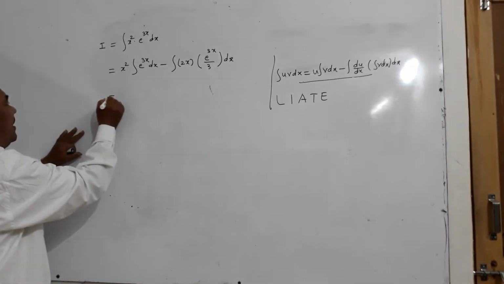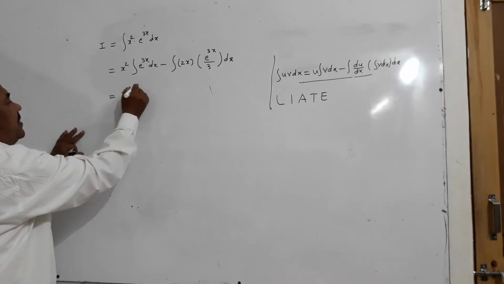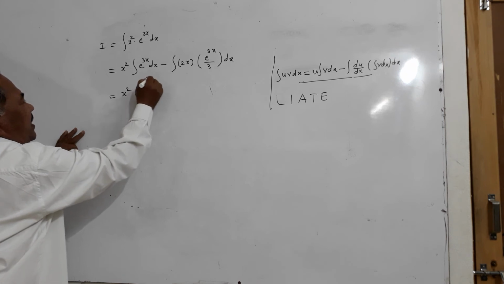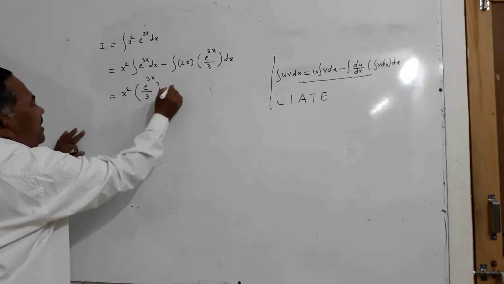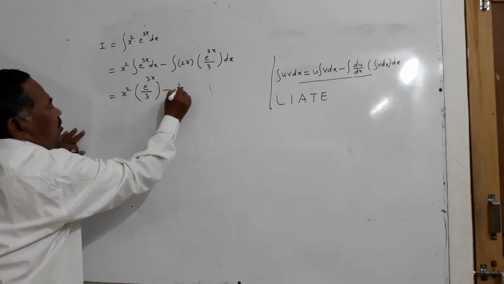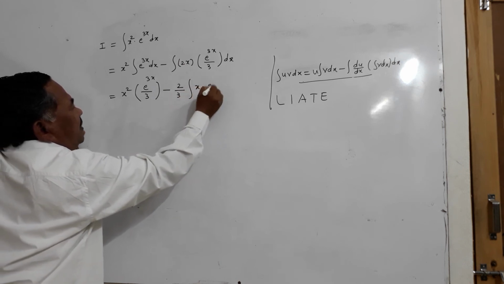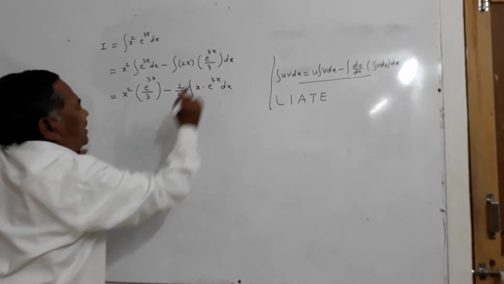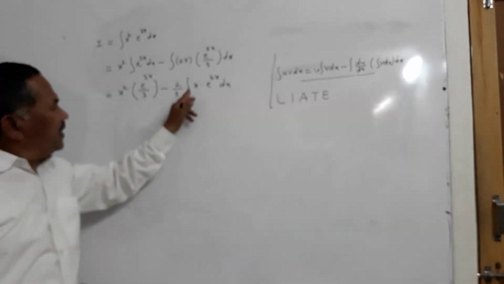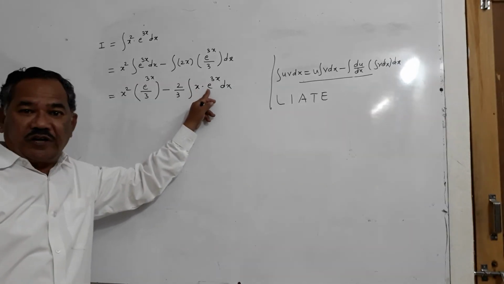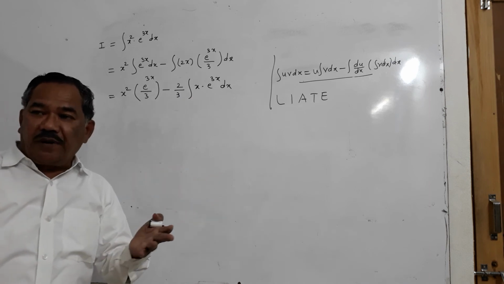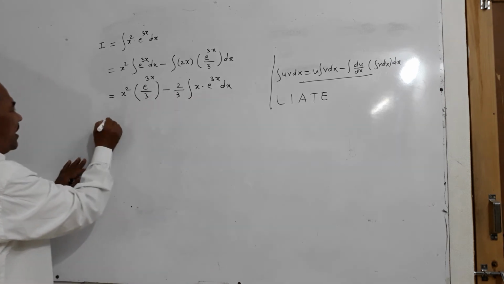Remember. Then here x square, we just replace its values here, e raised to 3x upon 3. Remember, minus 2 by 3, as a constant quantity we take outside of the integration. Remember, that is x into e raised to 3x into dx. Then here again, if we observe, algebraic into exponential, therefore again we have to apply by part. Therefore the same result we apply again.